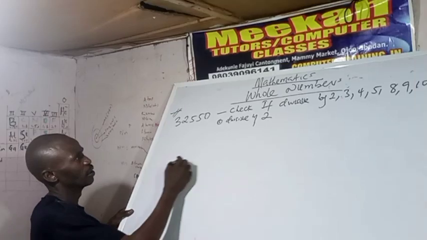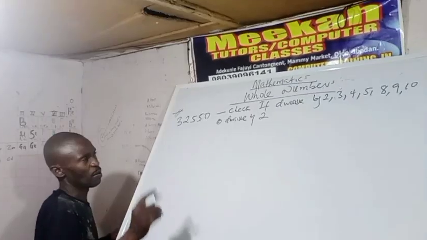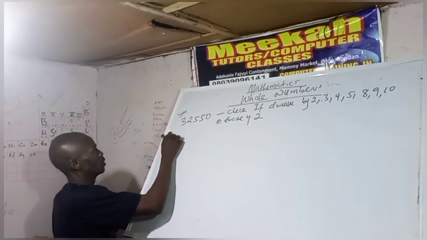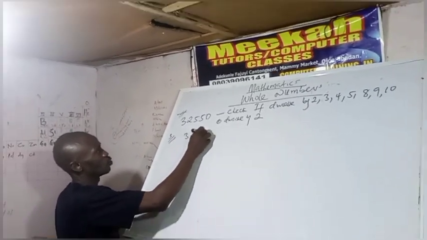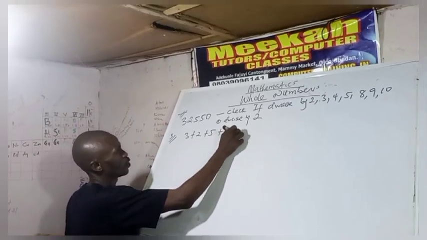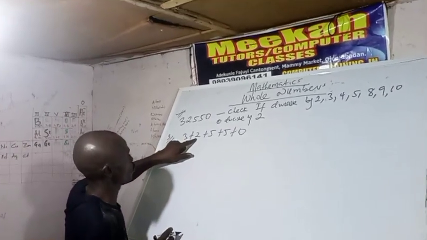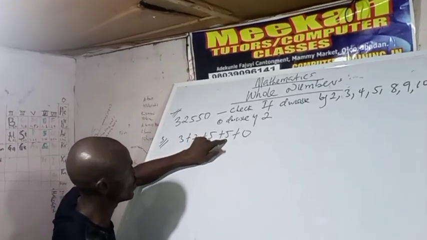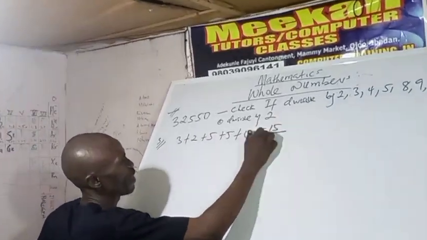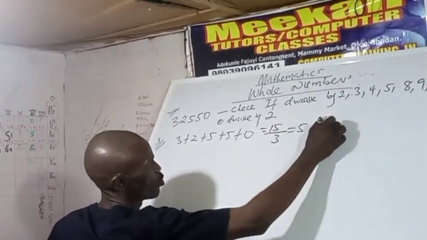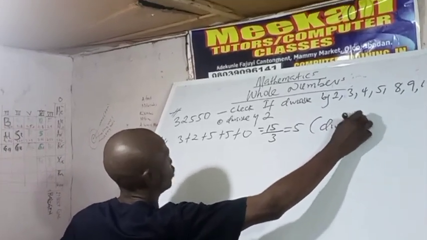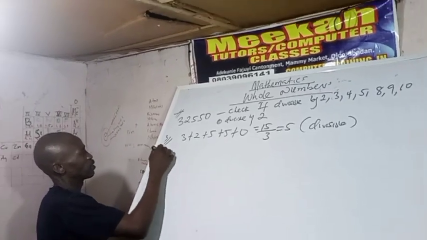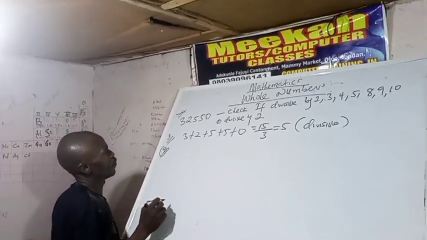What about for 3? If the sum of the digits is divisible by 3 without any remainder. Let's see: 3 plus 2 plus 5 plus 5 plus 0. 3 plus 2 is 5, 5 plus 5 is 10, 10 plus 5 is 15. 15 divided by 3 gives us 5, so it is divisible.